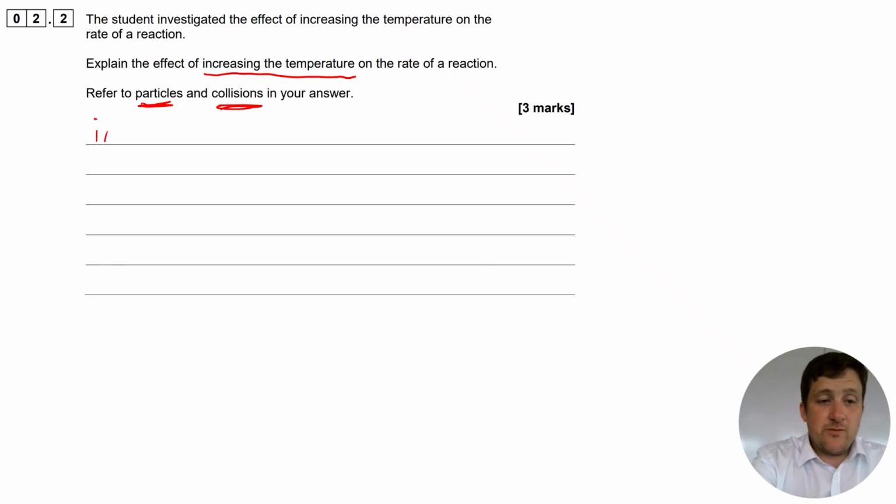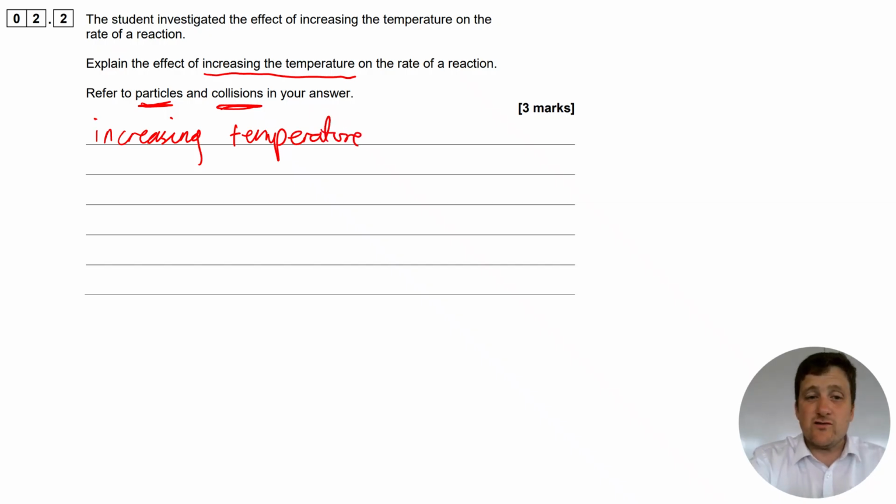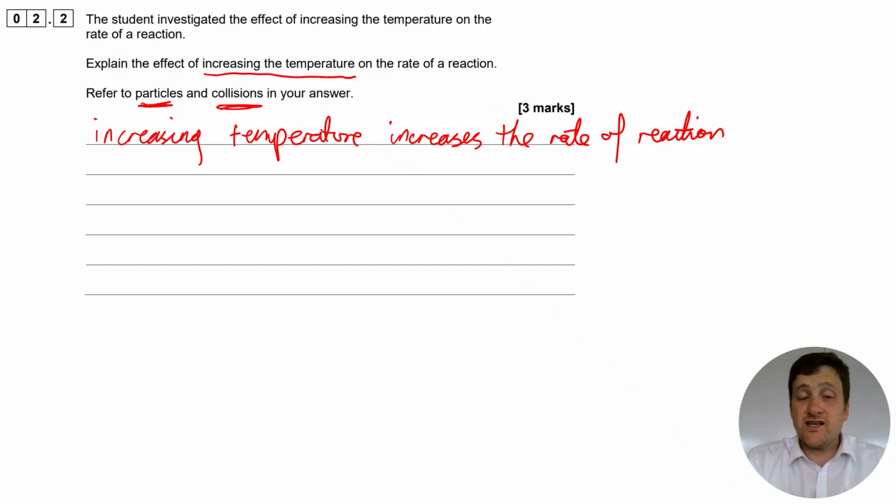So, we're going to keep it nice and simple. Increasing temperature, and I say nice and simple, because this answer is very year 7 in reality for a lot of it. Increasing temperature increases the rate of reaction. Okay, that is your description. It does not say that in the question. It says explain the effect of increasing temperature. It hasn't said it increases the rate of reaction, so that's your first mark.